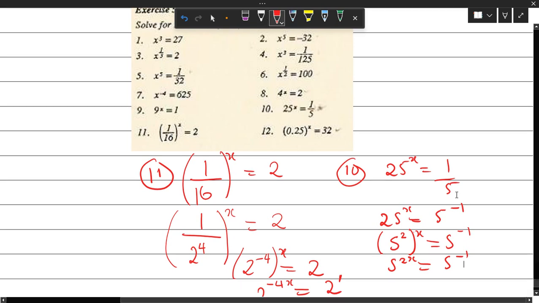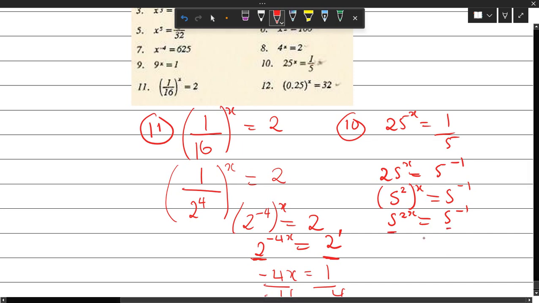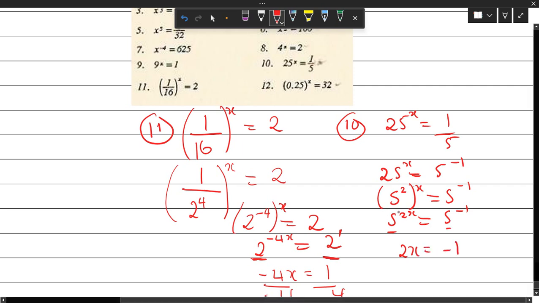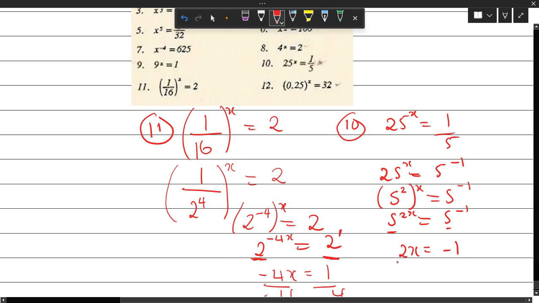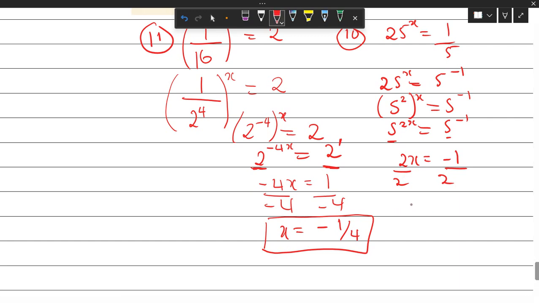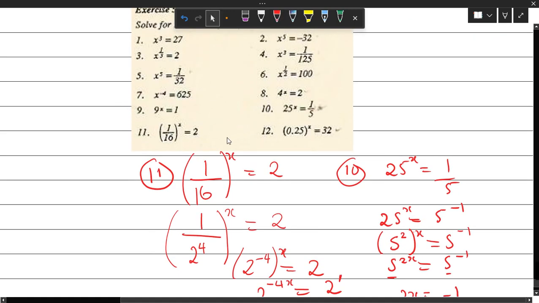So now we have the bases are the same. We have 5 and 5 here. So we get the powers. So we say 2x is equal to negative 1. The powers, this and this. You only do this after making the bases the same. Okay, so you divide by 2, divide by 2. Meaning x is equal to negative 1 over 2. Okay, done. Done, just like that.